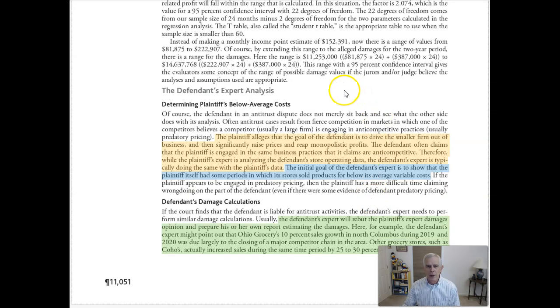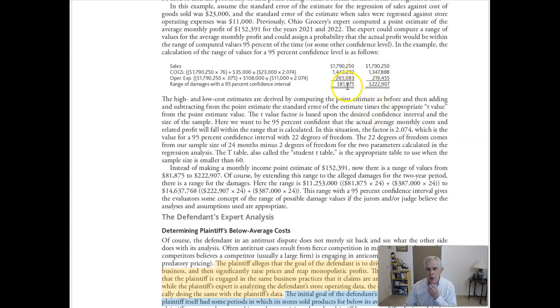So to find the total amount that Ohio Grocery believes the damages were, it goes from over 11 million, taking this profit down here times 24 months, plus the losses they actually had for 24 months. So they're saying these are the profits we should have had, these are the losses we had, this is all damage, that's 11 something. Then on the high range, 222 times 24 plus the loss for 24 months, is over $14 million, and they believe this is within a 95% confidence level. So quite a bit of money.